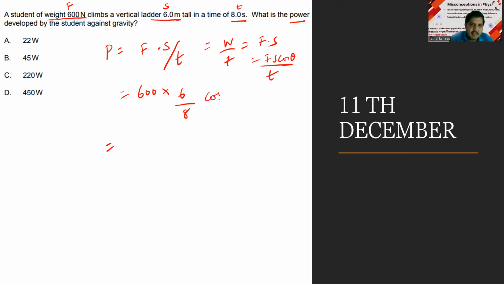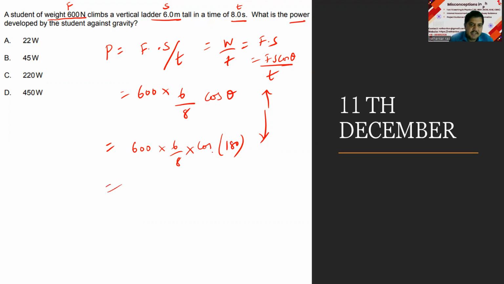So I will write cos theta here. Now, what is theta? Theta is the angle between F and S. What is F? Gravitational force. Weight is a gravitational force, which is acting like this. And the displacement is like this. So what is the angle between them? The angle between them is 180 degrees. Thus, I should get 600 into 6 by 8 into cos of 180.